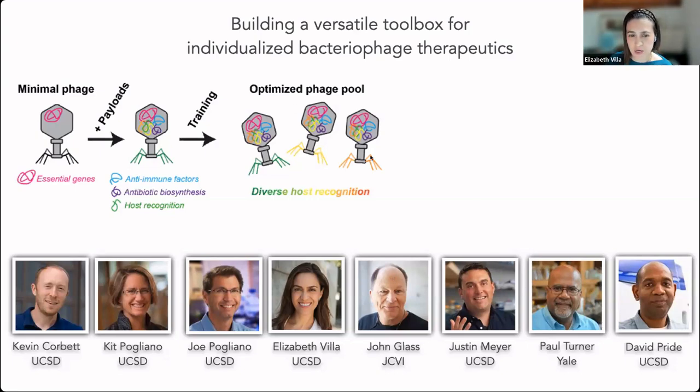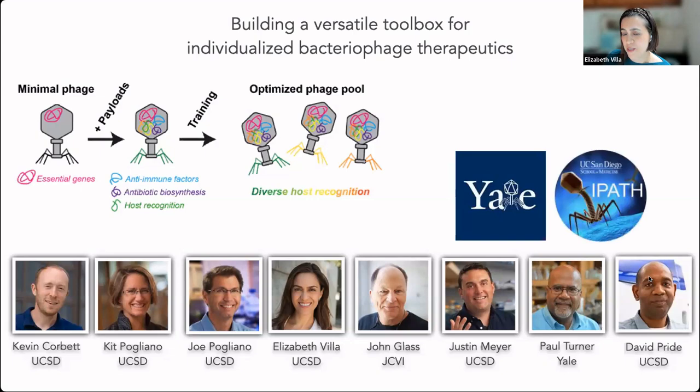Justin Meyer and Paul Turner are evolutionary biologists who do this training, and Paul Turner and David Pride also represent two phage therapy centers in the United States. IPATH at UCSD, I don't have time to tell you about, but it's a fantastic center with a really good story. So please Google Perfect Predator.